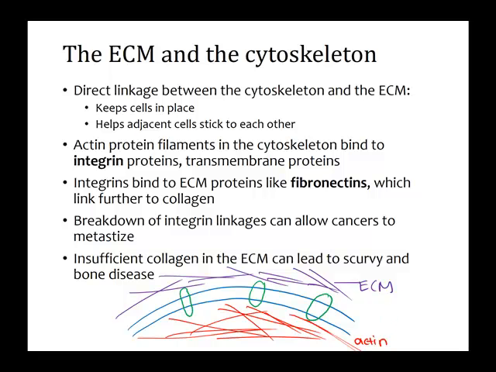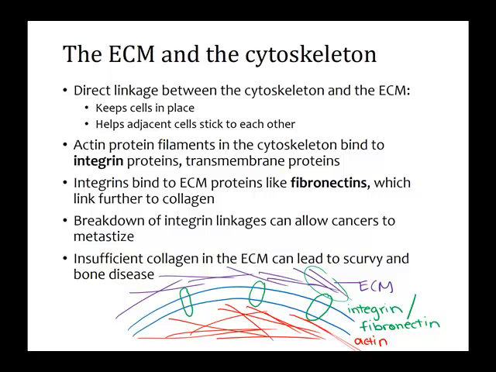So we link actin to the ECM using these anchoring proteins, and these anchoring proteins can come in a couple different flavors. There are several different parts to them. One name for them is an integrin protein. Another name is a fibronectin protein. So these integrins and fibronectins are what actually link to the extracellular matrix fibers, to those collagen fibers.